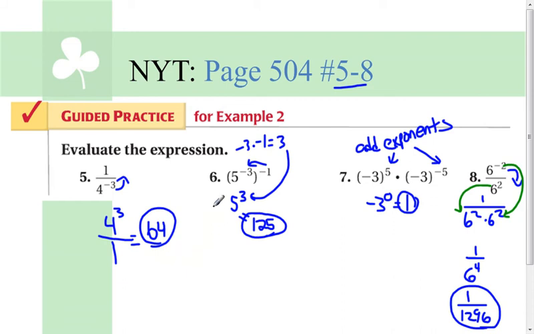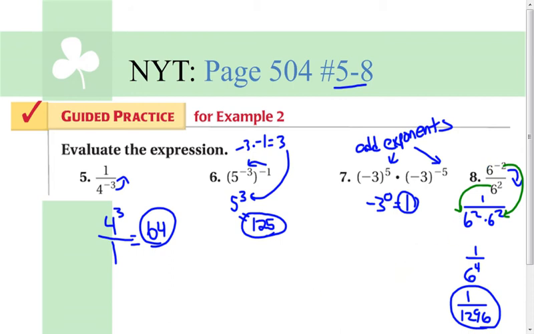Number 6, I took negative 1 times negative 3. A power to a power, you multiply. So there's my negative 1 times negative 3, gives me a power of positive 3. And 5 to the third power is 125. Number 7 was almost like one of those examples we did before. We have the same base. Because we're multiplied together here, we can add the exponents. 5 plus negative 5 is 0. So this is really just negative 3 to the 0 power, which equals 1.